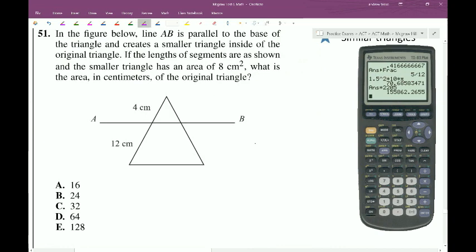What is the area of the original triangle? Okay, so we have a similar triangle situation here. Anytime you have more than one triangle in a picture, it's going to be similar triangles, right? And so in this case we have these 2 overlapping triangles.